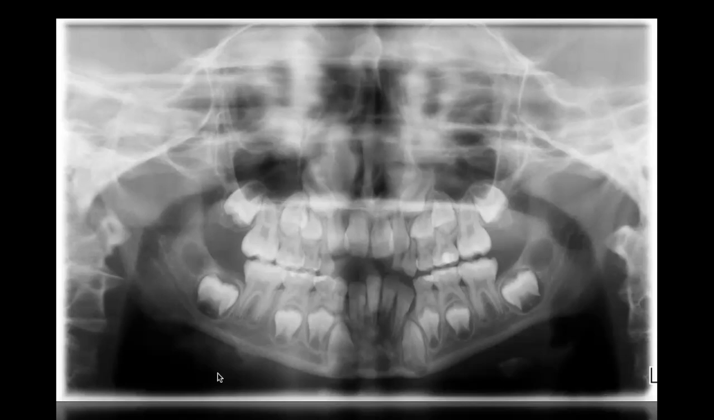That's really cool. In my experience, there's a lot more palatally impacted. I see a lot more palatally impacted canines than I do facially impacted canines. But that's interesting. We do a lot of early expansion, so we have less crowding situations perhaps, but that's interesting.